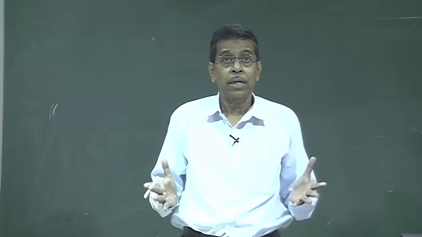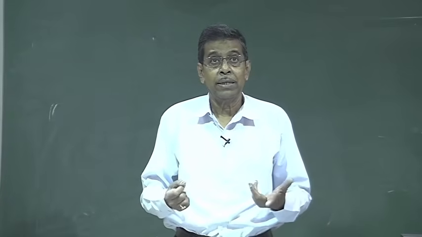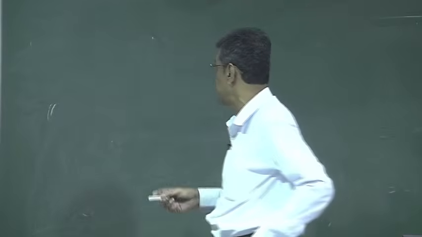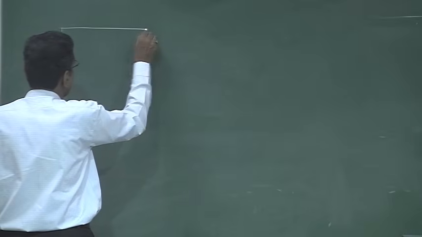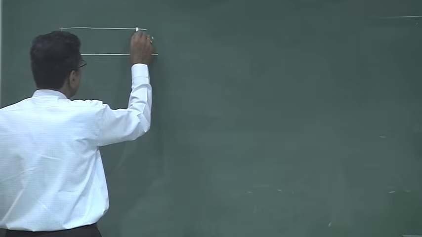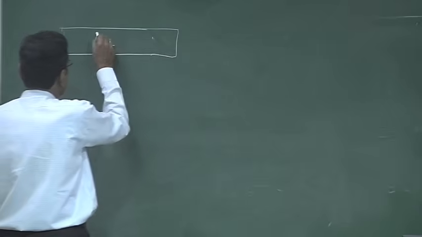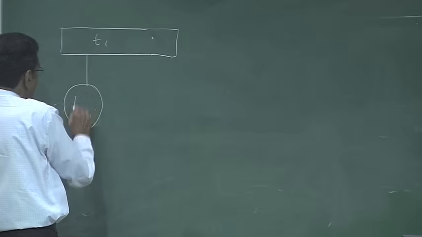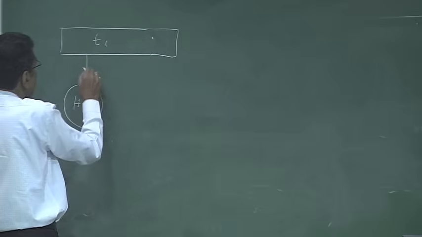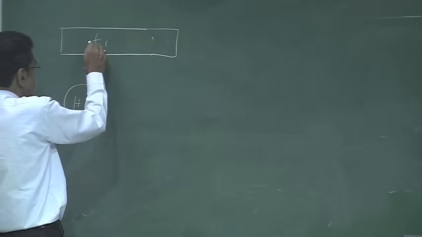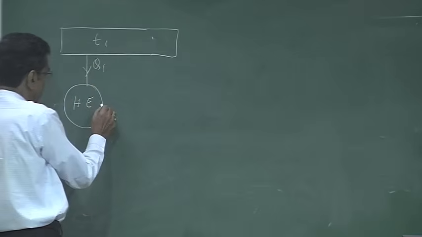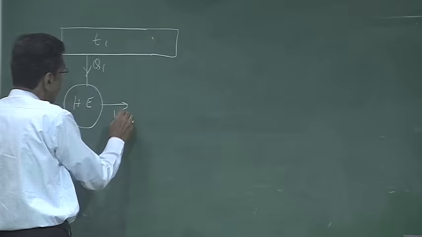Now these two statements are equivalent. That means if the Clausius statement is invalid, then the Kelvin statement is invalid. If the Kelvin statement is invalid, the Clausius statement is invalid. How? Let me prove that. Let us consider the Kelvin-Planck statement is invalid. That means there is a temperature T1, and let us consider a heat engine operating, violating the Kelvin-Planck statement by exchanging heat Q1 with this T1 temperature and developing work.